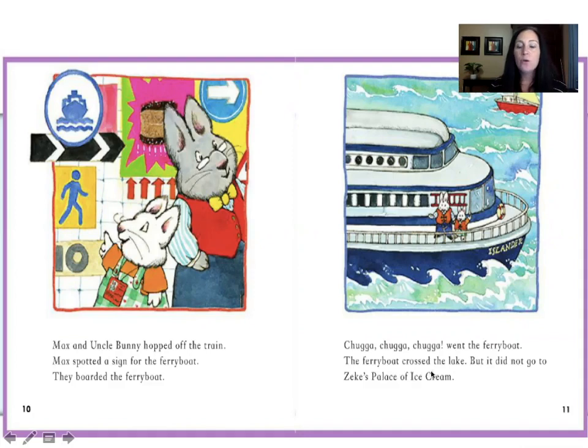Chugga, chugga, chugga, chugga went the ferry boat. The ferry boat crossed the lake, but it did not go to Zeke's Palace of Ice Cream.